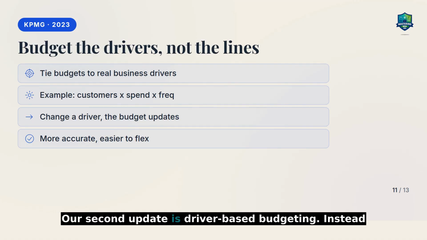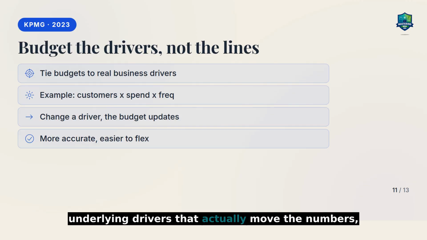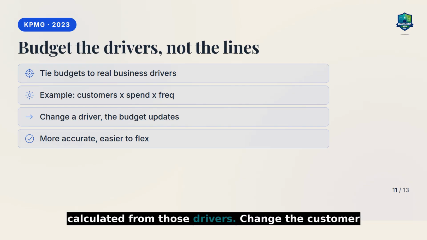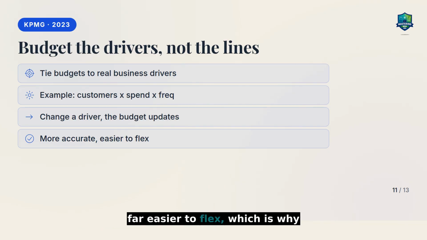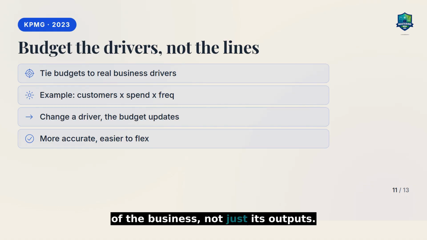Our second update is driver-based budgeting. Instead of budgeting each cost line directly, you model the underlying drivers that actually move the numbers. Things like number of customers, units per order, or machine hours. The budget is then calculated from those drivers. Change the customer count and the whole plan recalculates. This makes budgets both more accurate and far easier to flex, which is why it pairs naturally with the rolling forecasts and scenario planning from Part 1. You are budgeting the engine of the business, not just its outputs.